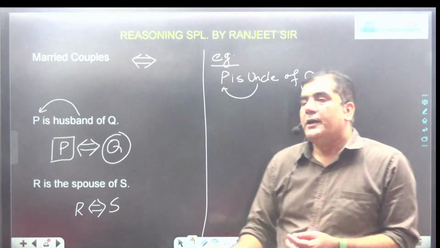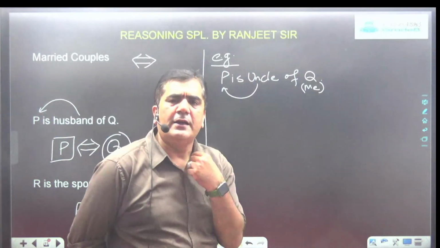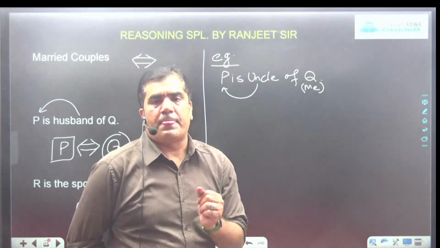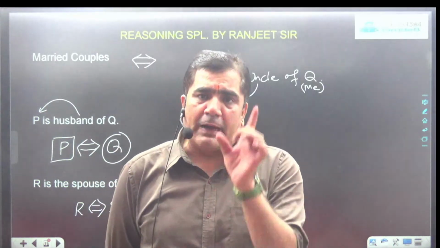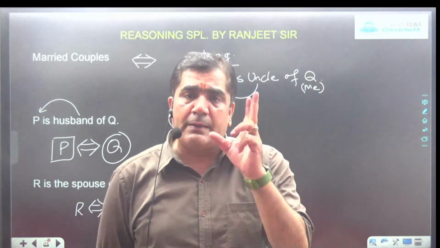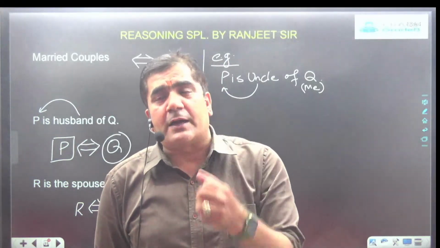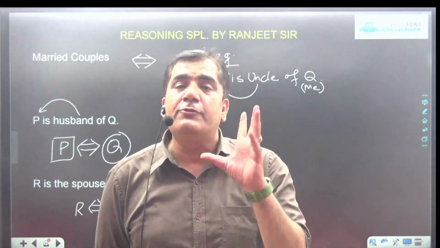Okay, now just see. Here they are saying P is the uncle of Q. So first of all, who is uncle? Uncle is no one but my father or mother's brother. My father's brother will be my uncle and my mother's brother will be my uncle. Means, if I need to plot my uncle, I need to plot my father, mother.